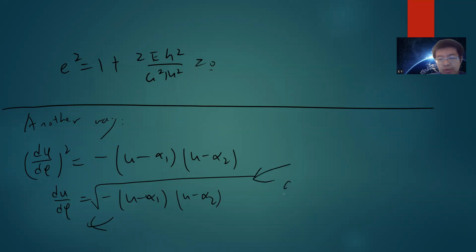But this will connect to general relativity. Because if you go to general relativity, you can prove that there will be some extra term here, so it will cause the result, the orbit, to not be exactly an ellipse. Okay, so see you guys in the next videos.